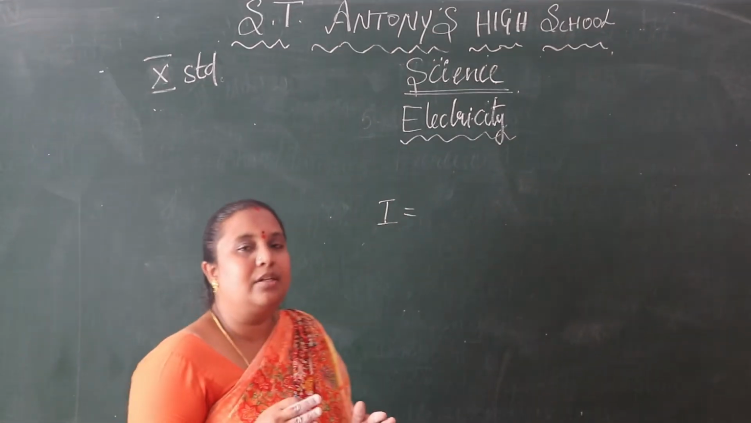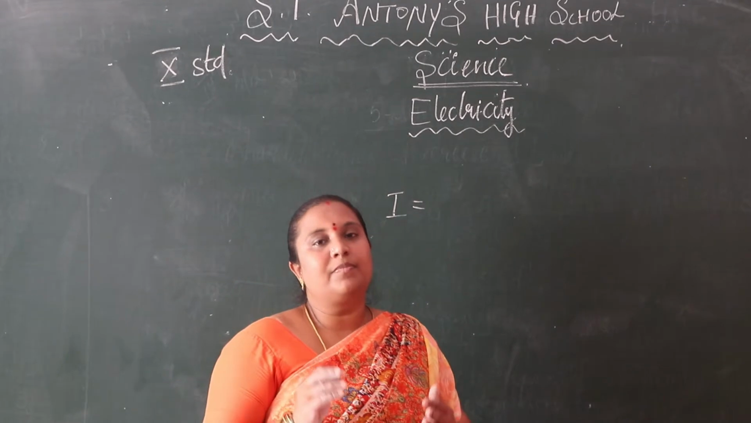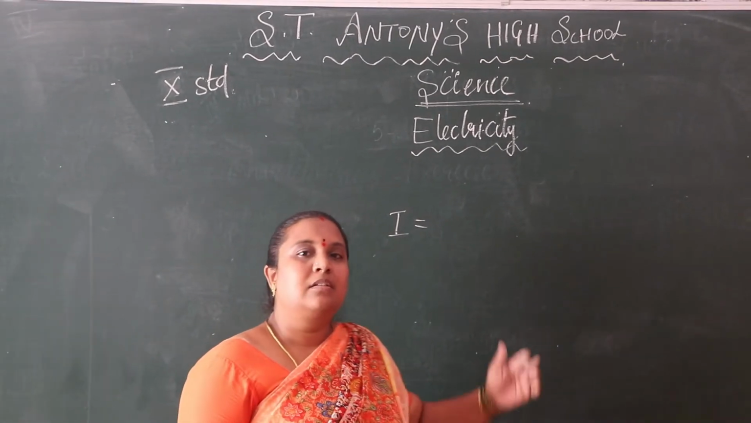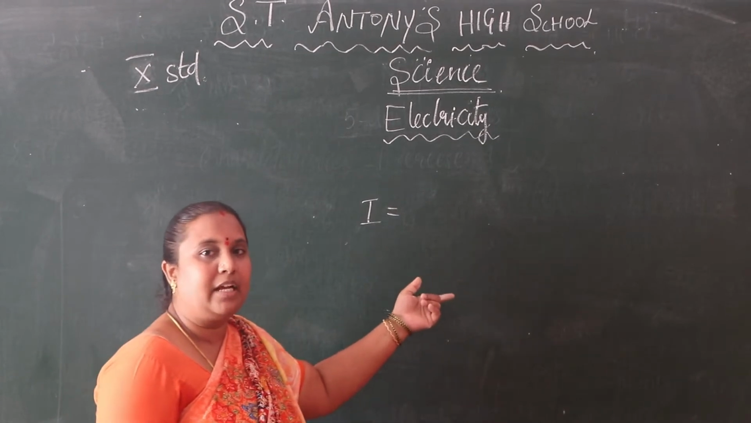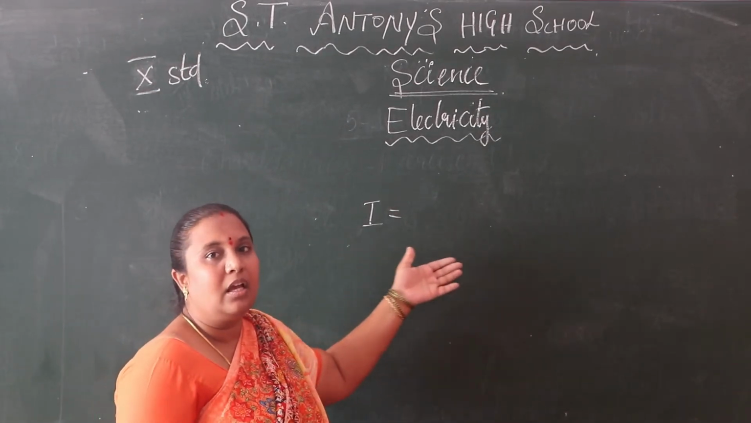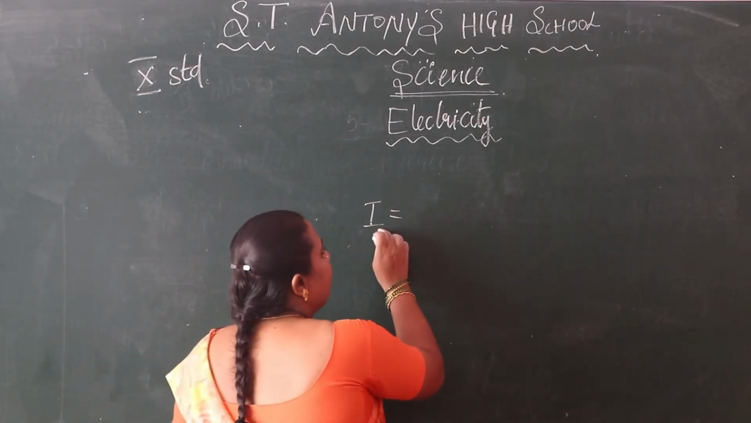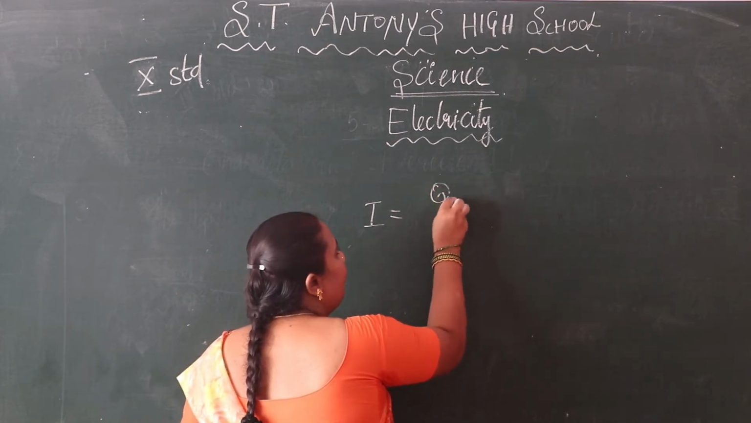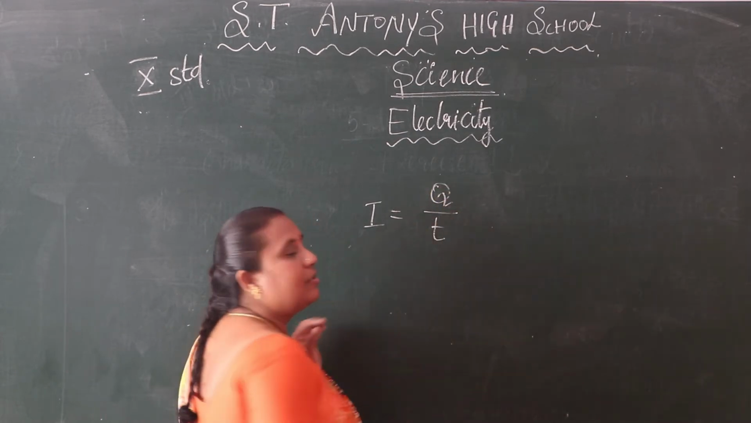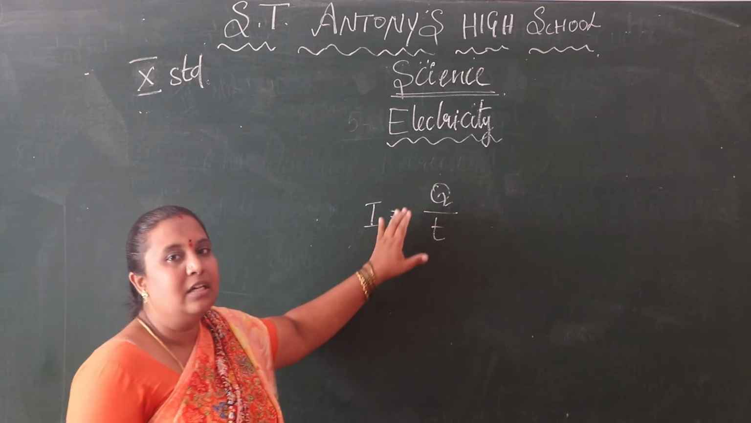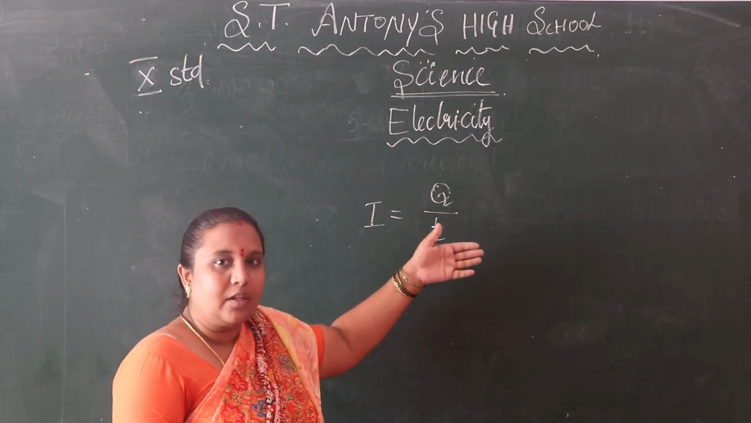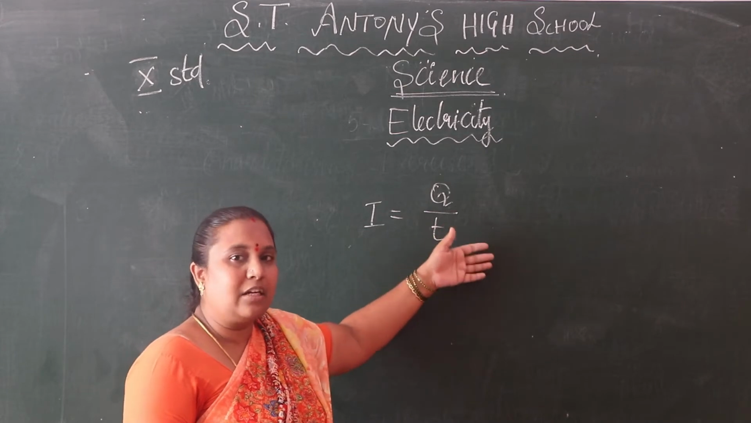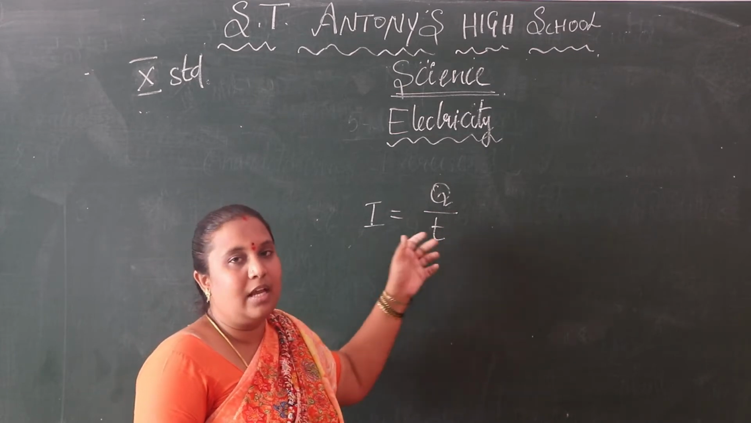How do we measure the electric current that flows from one place to another place? That is the charge, charge by time taken. So electric current I equals Q by T. From this formula we can define the electric current.